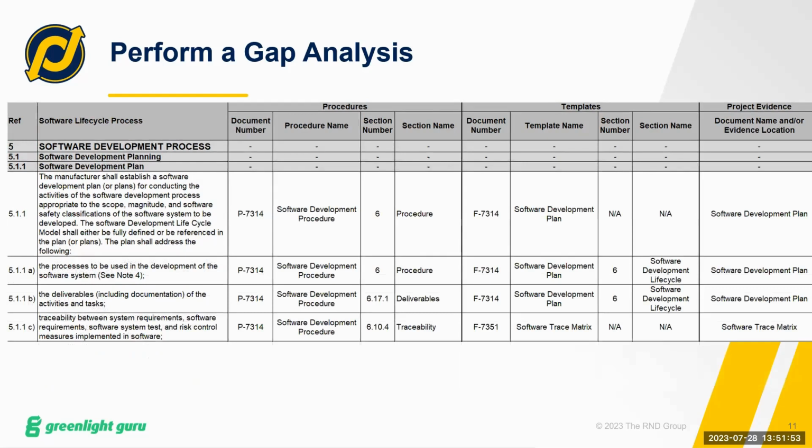And you can see that I have the procedure name. We have a high-level procedure called software development procedure with a section of procedure that defines the majority of what we do. And then we have a template related to that for the software development plan. So that is a deliverable. That's a design history file document. And then the project evidence. So if I follow this procedure and use this template, my project will have a project-specific software development plan.